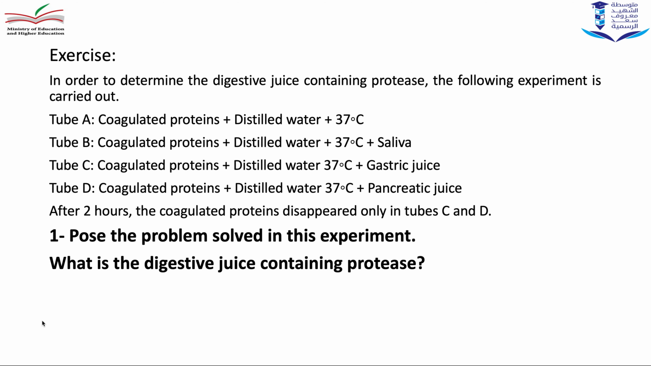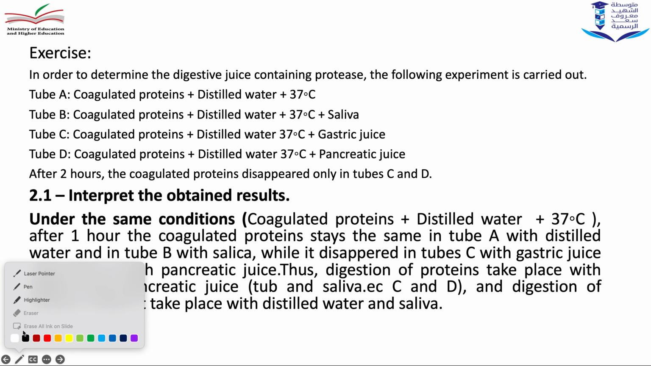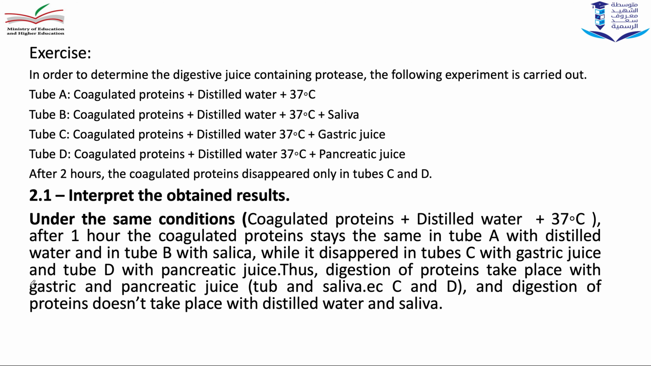Let's continue. Now the most important part, which is the interpretation of this experiment. In this interpretation, you have to start with the common conditions. What are the common conditions? As you can see here, the coagulated egg white, distilled water, and 37 degrees Celsius.